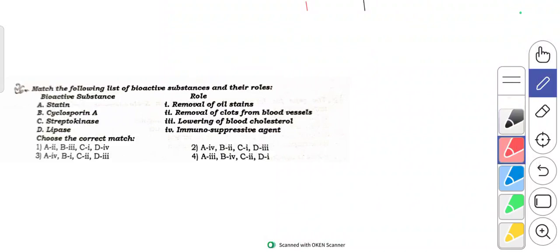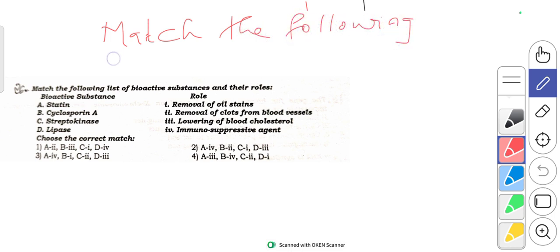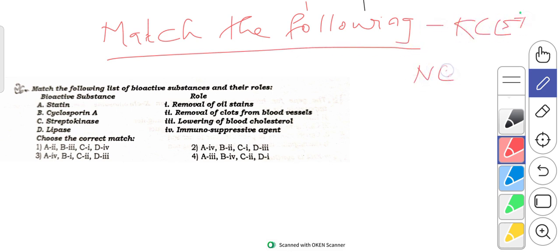Hi, I have come with some more match the followings. Most asked match the followings from previous year KCET and NEET. As you all know, in a NEET exam around 10 to 11 match the followings will be asked. So, I am here with the video which is very crucial for the KCET and NEET aspirants.